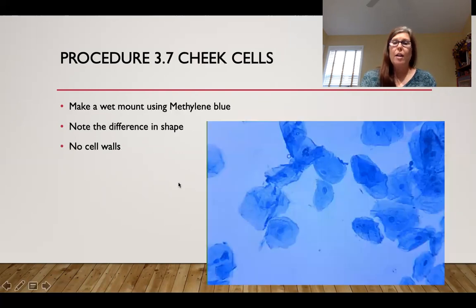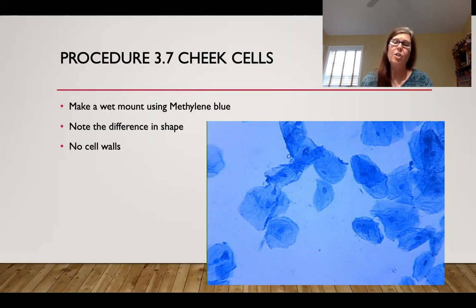And then we're going to move on to the cheek cells, and you would have used your own cheek. You would have taken a toothpick, you would have gently rubbed the inside of your mouth, and you would have swirled it around in a drop of water on your slide, put the cover slip on, and then wicked through the methylene blue again to get nice stained cheek cells.